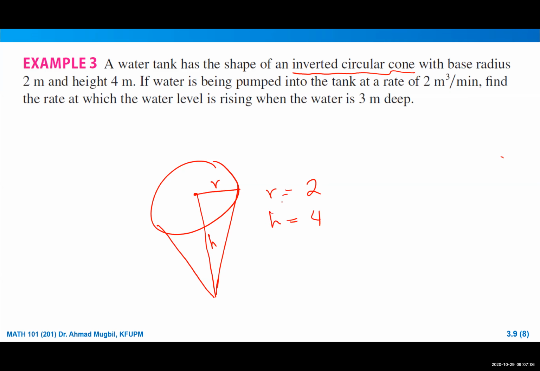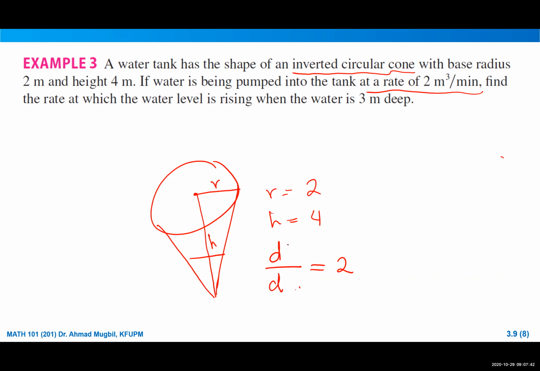Of course, the level of the water is up to there, so the level of the water is up to 4. If water is being pumped into the tank at a rate of 2, so we have dV over dt, it is 2. What will be changed when the water is being pumped into the tank at a rate of this? So what is this? dH over dR?